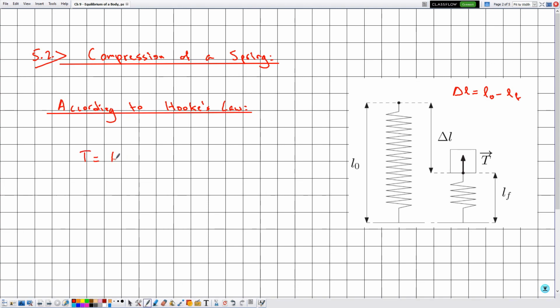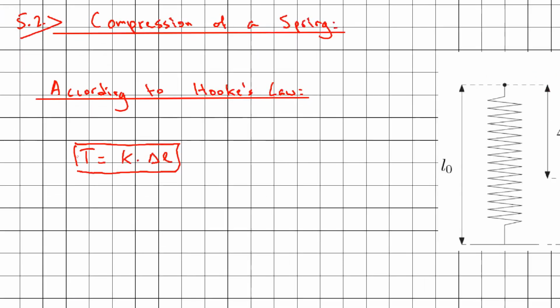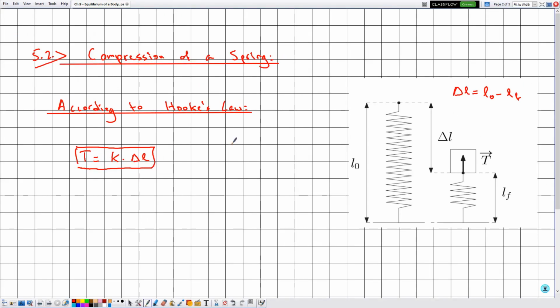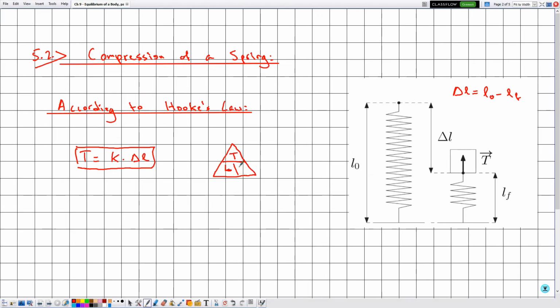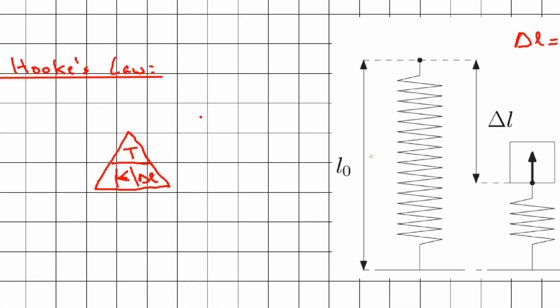T is equal to K multiplied by delta L. So here nothing is different, it's exactly the same. And as we have said previously, any formula in physics consisting of three variables, we can associate to it a triangle. Here, because we have multiplied, then T will be at the top, K and delta L at the bottom. For example, if you are interested in determining the value of K, then K is given by T over delta L. If you are interested in calculating delta L, then delta L is given by T over K.